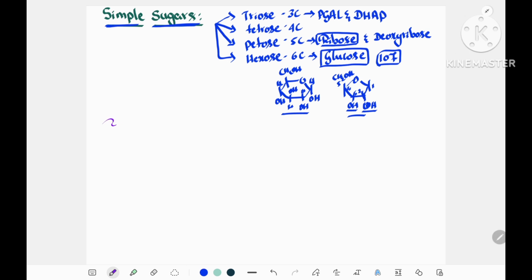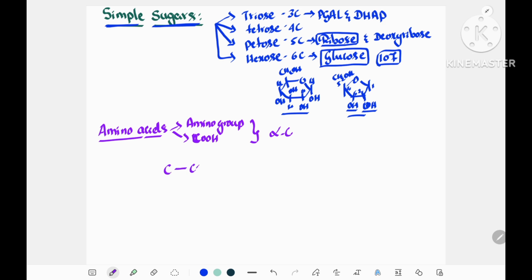And another type of biomolecules found in the acid soluble pool are amino acids. Amino acids are simply referred to as the compounds which are having amino group and the carboxyl group which are attached to the alpha carbon. And here alpha carbon is having 4 groups attached to it, include carboxyl group, amino group and the R group, and of course H group. So these are the 4 different groups which are attached to the alpha carbon.